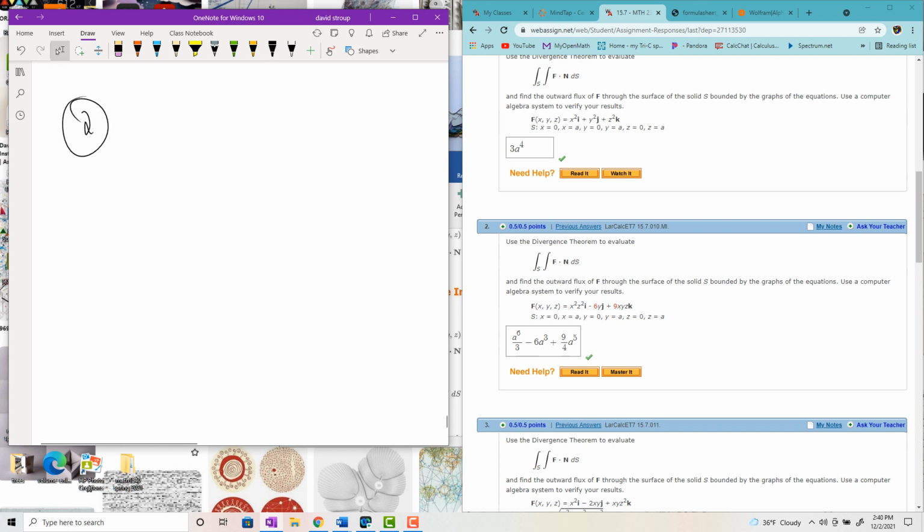So the divergence theorem will have a triple integral over some object of the divergence of the vector field. So the vector field they're giving us, and we're using this to find outward flux. Okay, so anyways, the vector field x squared z squared, negative 6y.